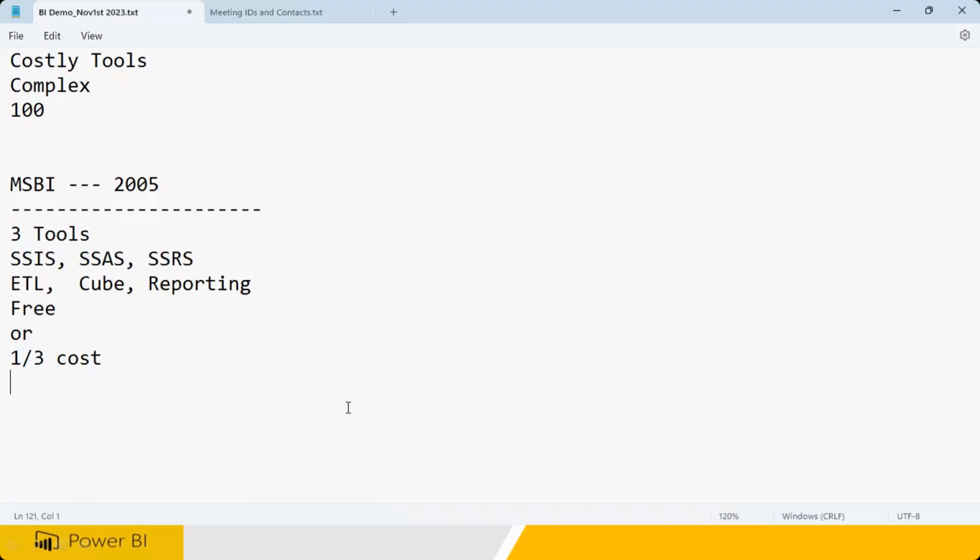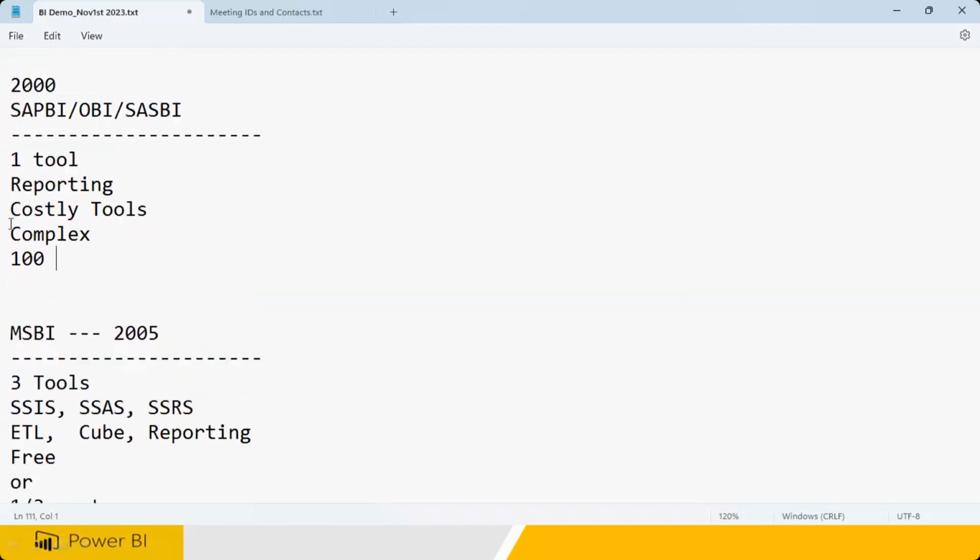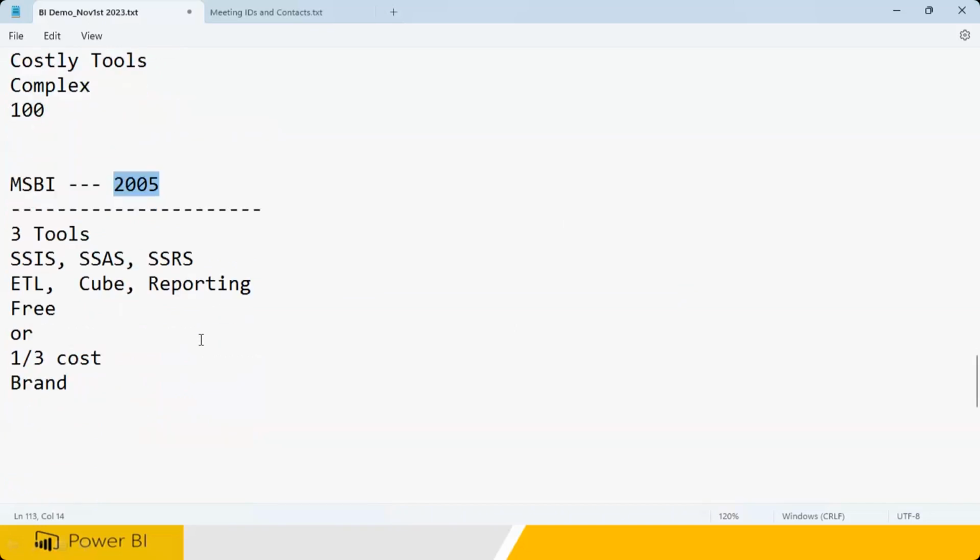Because of the brand and everything, Microsoft completely occupied this market. So SAP BI, Oracle BI and SAS BI completely went down. Many people stopped using these BI tools to create reports. Clear? But the story does not stop here. So what happened after that in 2010?